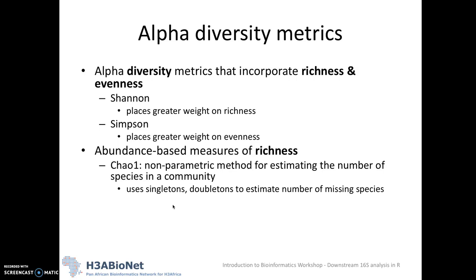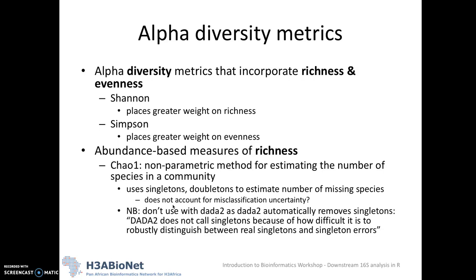And one thing that you should note here is that DADA2 automatically removes singletons as part of the ASV picking, because it's hard to distinguish between sequencing error versus actual biological variation. So singletons get removed, and that's why it's difficult to get an accurate Chao1 estimate, and we don't recommend using that when you have used the DADA2 pipeline for your ASV table.